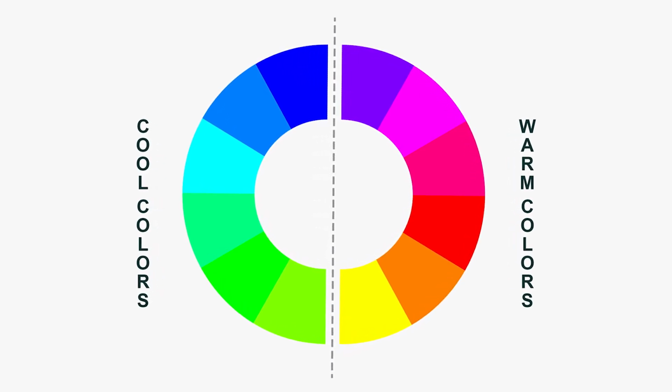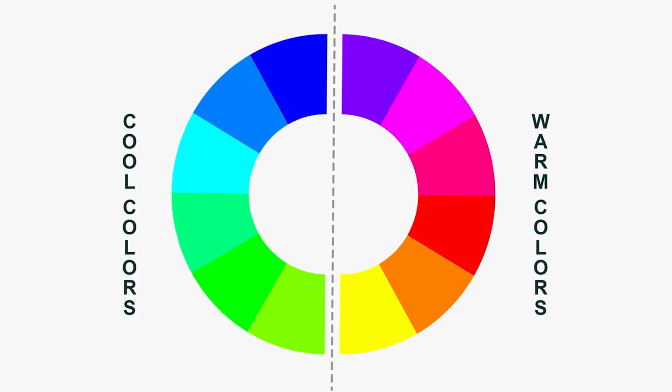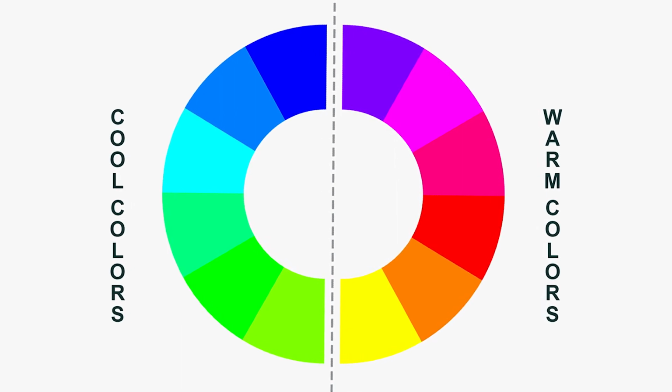Warm colors are the colors from red through to yellow. These colors are said to bring to mind warmth, like the sun. Cool colors are the colors from blue to green and purple. These colors are said to bring to mind coolness, like water.